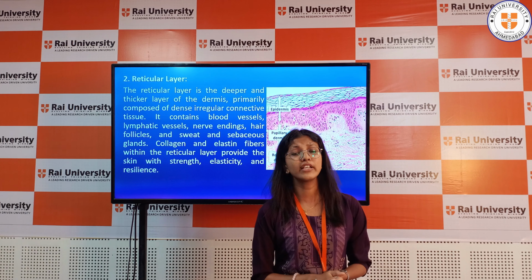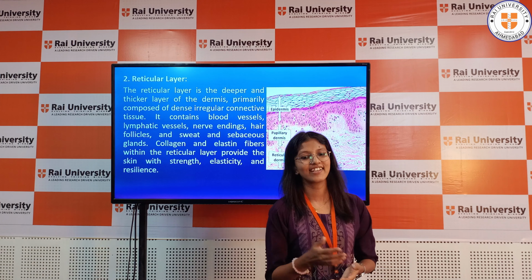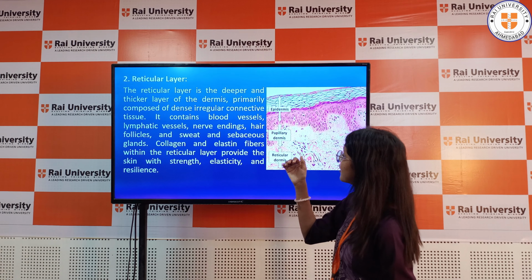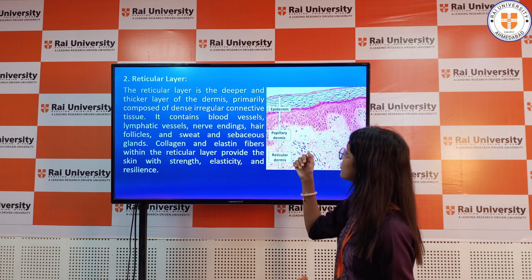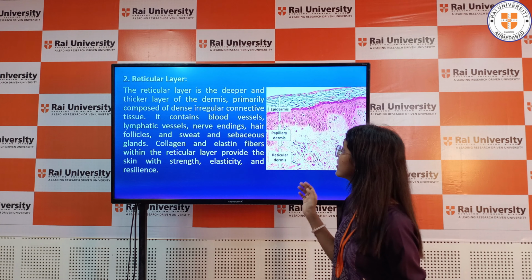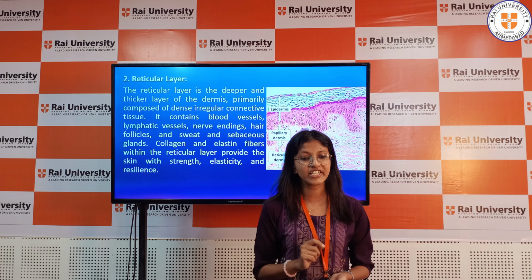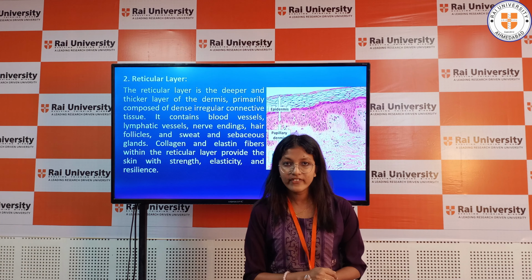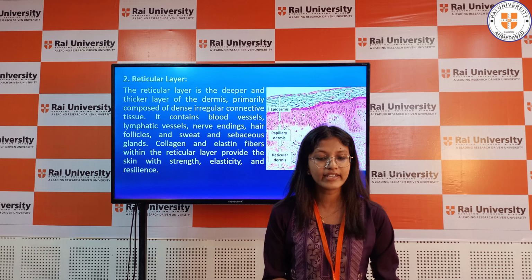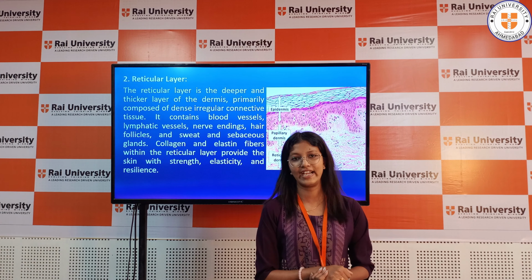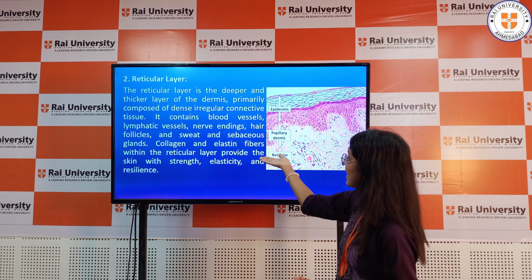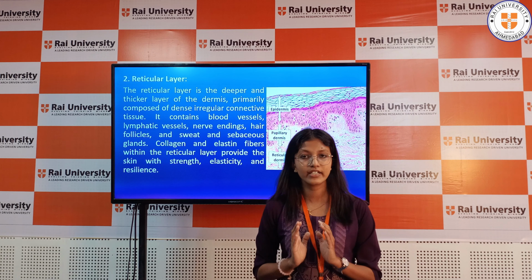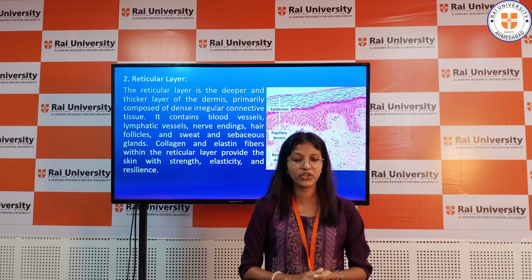And the second layer of the dermis, the reticular layer, is the deeper layer of our dermis. It is the thicker layer of the dermis, primarily composed of dense irregular connective tissue. And there we can see blood vessels, lymphatic vessels and nerve endings, sweat glands, sebaceous glands, collagen, and elastic fibers. These all have different functions.